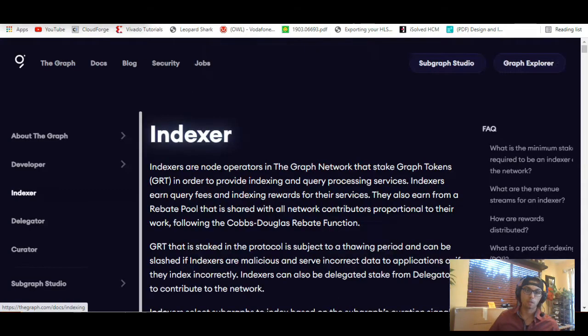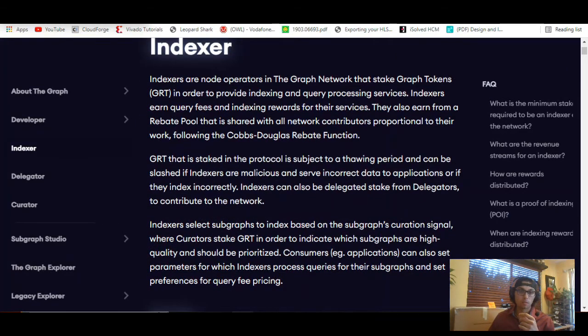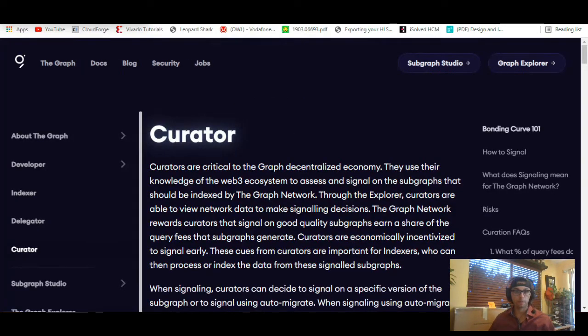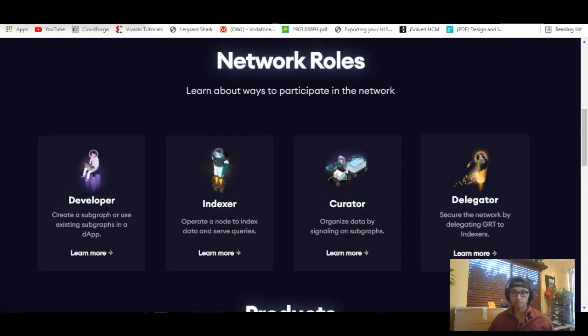Indexer. The indexers are node operators in the Graph network that stake Graph tokens, GRT, in order to provide indexing and query processing services. Pretty straightforward. We're going to dive deeper into that in a second. Get the definitions out of the way. Curators are critical to the Graph's distribution. They use their knowledge of the Web3 ecosystem to assess and signal the subgraphs that should be indexed by the Graph network. And then they have delegators.